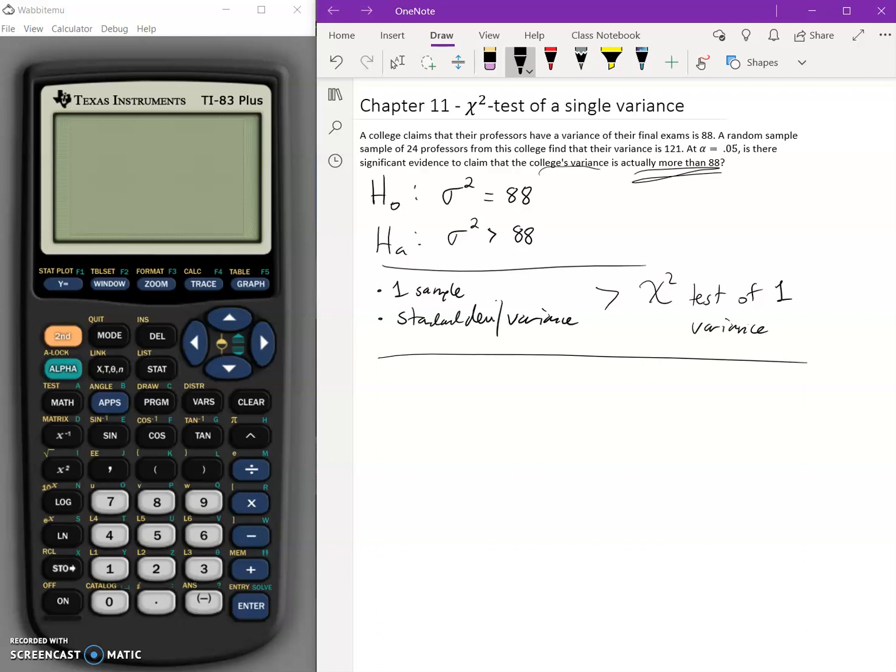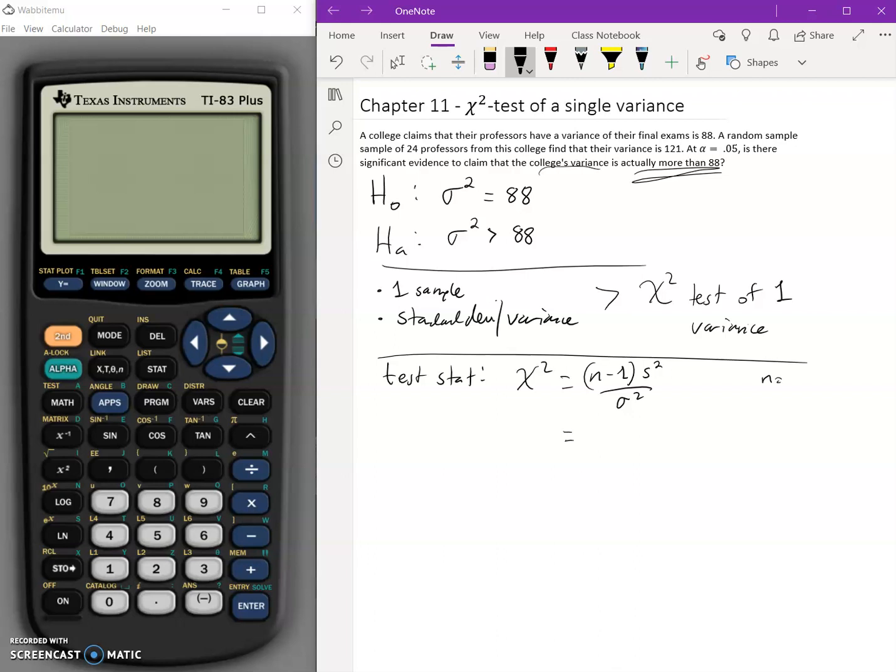So this was now one where we can't just simply plug things into the calculator and automatically have it calculate for us. We need to start to calculate things by hand. So our test statistic, we had the formula: chi-squared is equal to n minus 1 times s squared divided by sigma squared. Chi-squared is what we're calling this because we have a chi-squared distribution. So chi-squared is our test statistic, and we plug our numbers in.